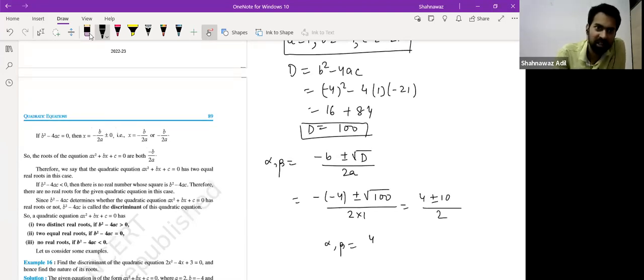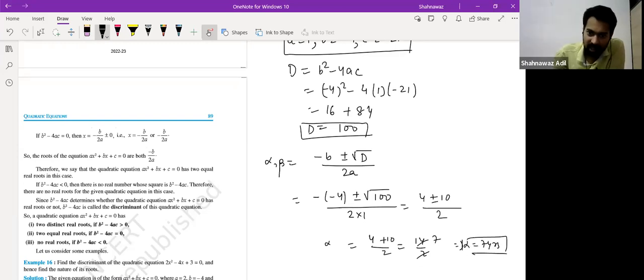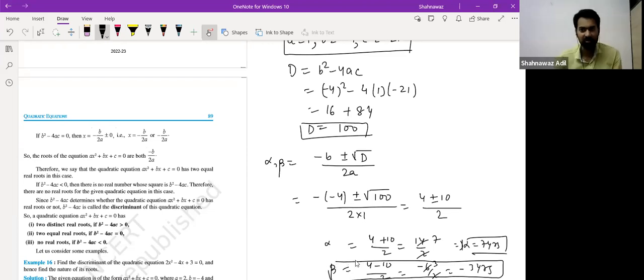So first let us calculate alpha. Alpha is 4 plus 10 by 2. So this is 14 by 2, which is 7. So 7 years is alpha. And beta is 4 minus 10 by 2, so minus 6 by 2, so minus 3 years.